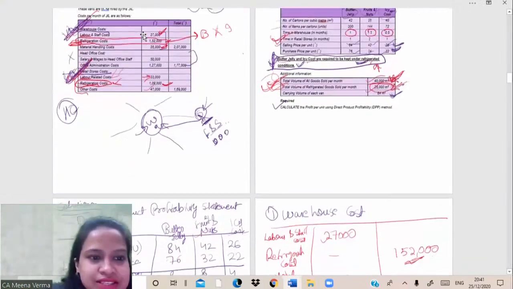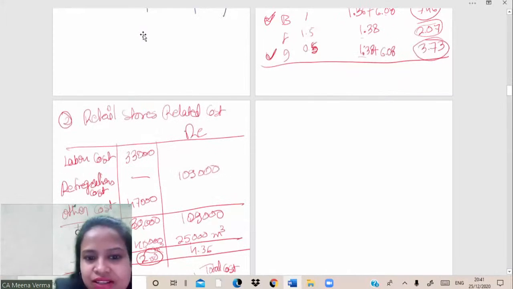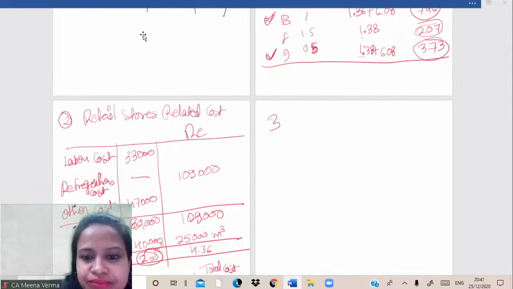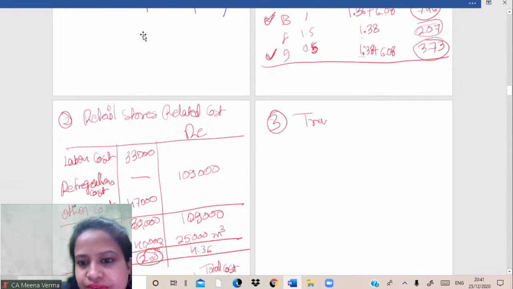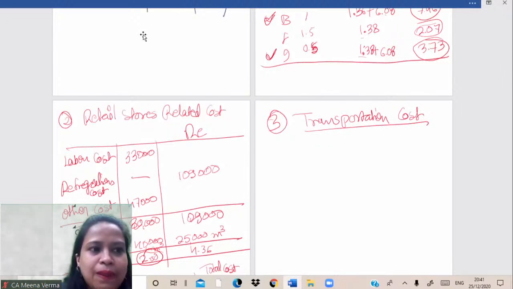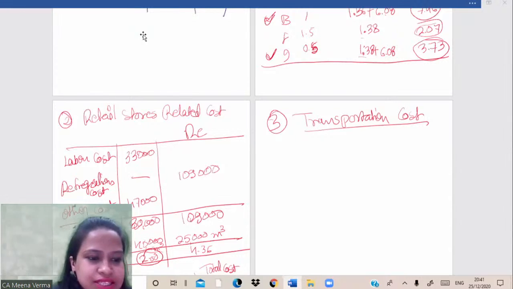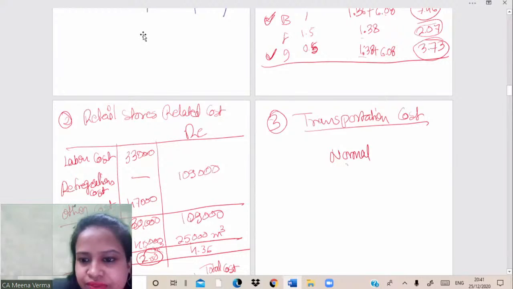So now let us consider the next third cost. The next third cost is transportation cost. We have normal van and we have refrigerated van.